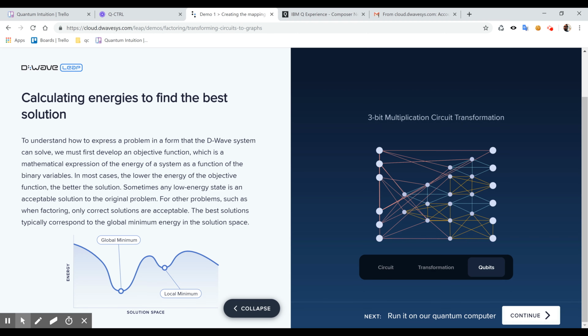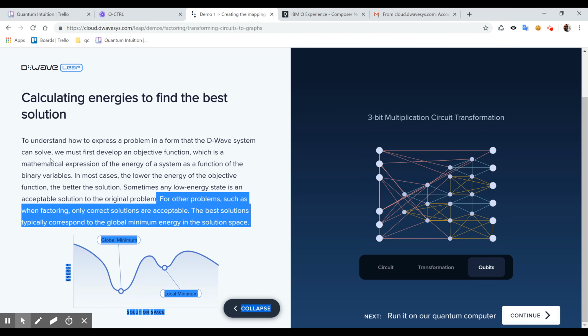Okay, so calculating energies to find the best solution. To understand how to express a problem in a form that the D-Wave system can solve, we must first develop an objective function, which is a mathematical expression of the energy of a system as a function of the binary variables. In most cases, the lower the energy of the objective function, the better the solution. Sometimes any low energy state is an acceptable solution to the original problem. You see, that's what I meant.